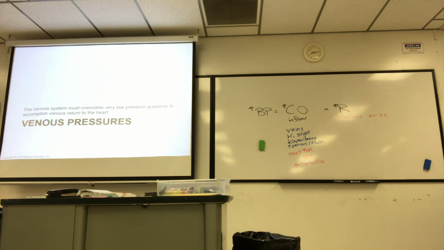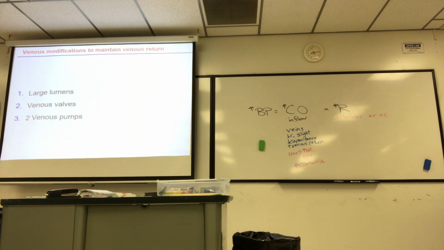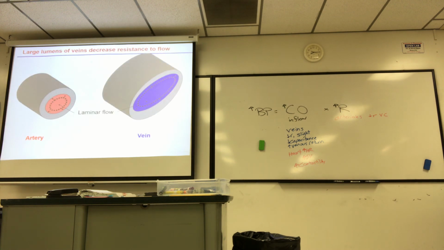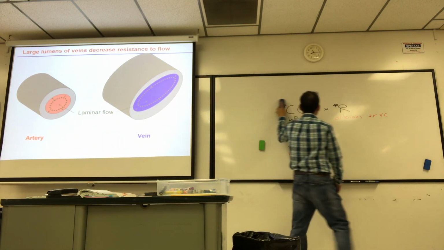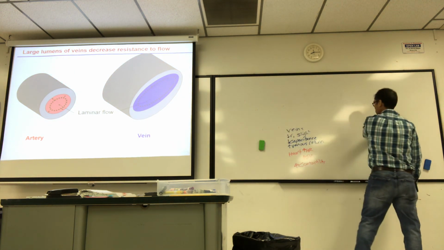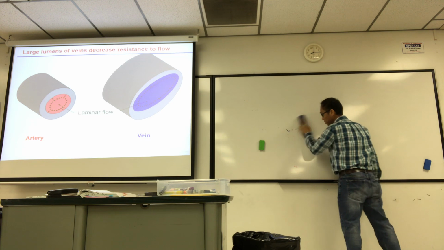Now, veins in general have very low pressures. So when there's not a sympathetic nervous system going on, the book has outlined modifications to maintain venous return. How is all the blood returned to the right heart when venous pressures are so low? Large lumens, venous valves, and 2 venous pumps are modifications or compensations to accomplish venous return because there's no venous pressures. So we put that on the board. Let me phrase that in the form of a question.